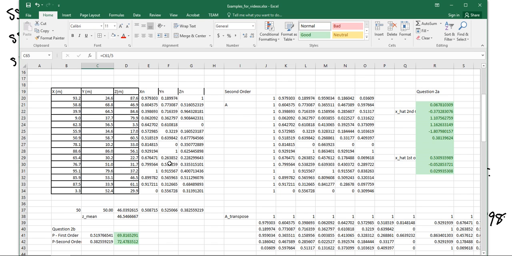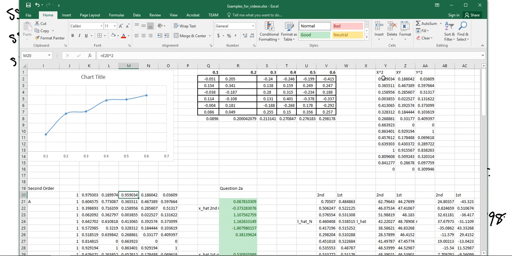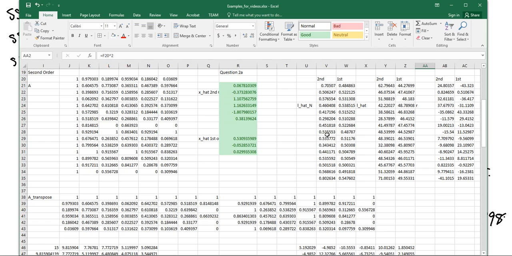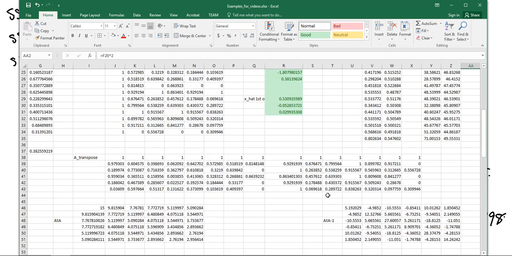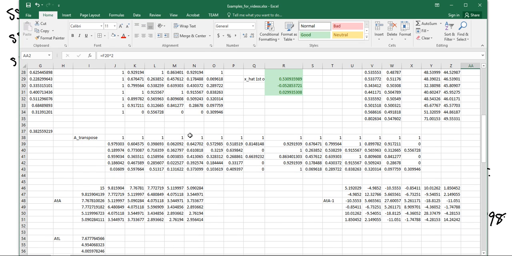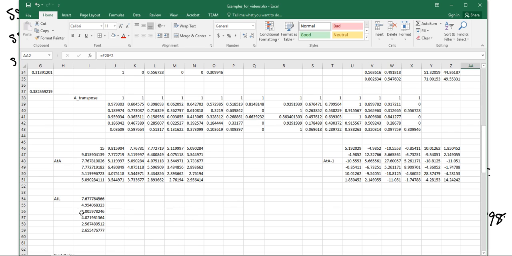I've created my normalized values here. Then I have all of my A matrices. I calculated them up here, so my x squared and xy and y squared. So I've calculated them there. And so I've set up my A matrix, and then I also set up my A transpose, which is here. Then I calculate my ATA, and then I calculate the inverse of ATA, and then I calculated the ATL.